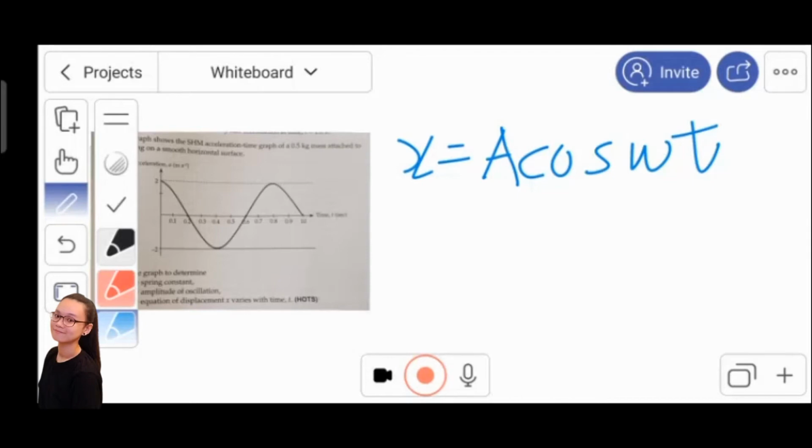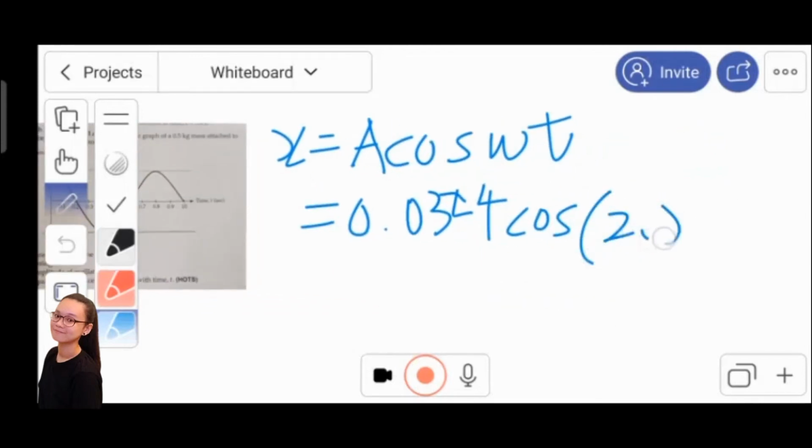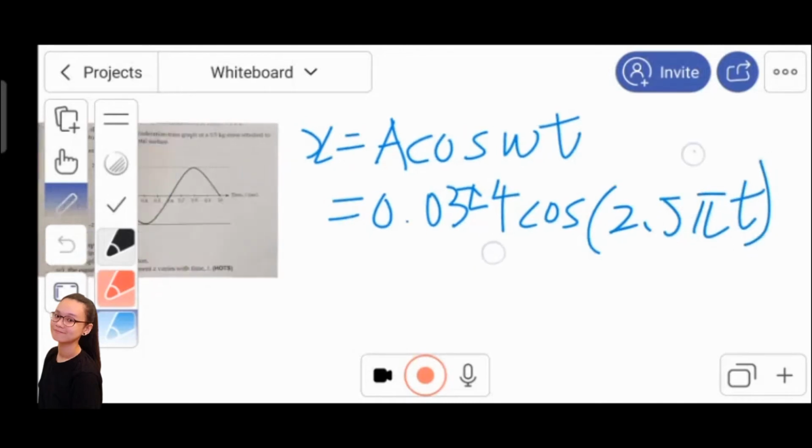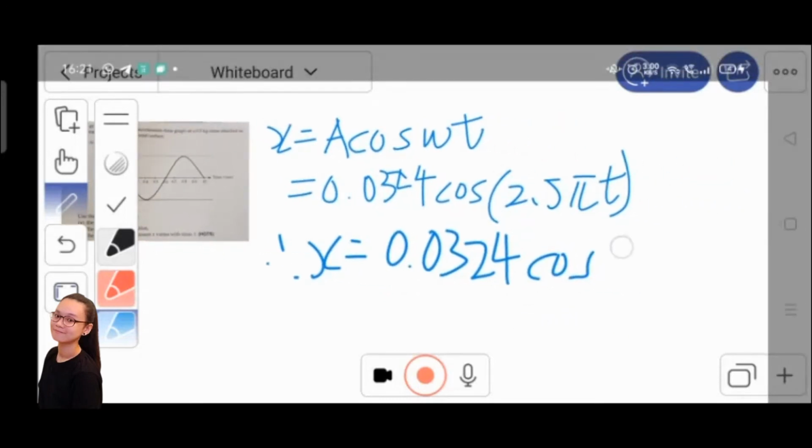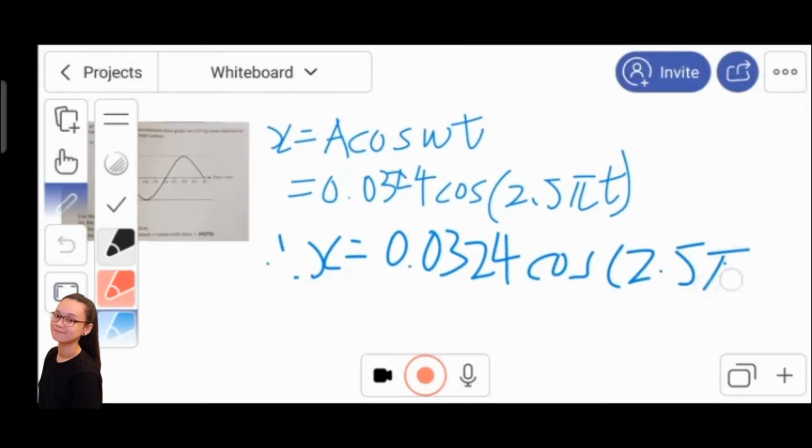So we already determined the value of amplitude and also the omega. So let's sub in. So the formula is s equal to 0.0324 cos 2.5 pi t. We have finished this question.